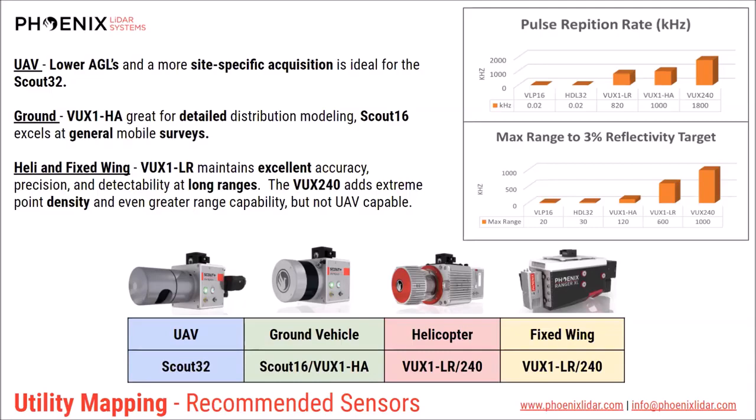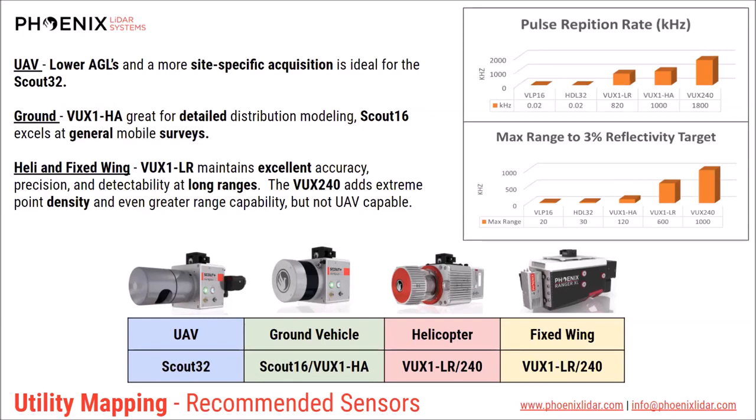Many applications for utility surveys are going to ground vehicles, especially when you think about distribution lines and more urban power line situations. The VUX1 HA has exceptional accuracy and precision, especially at shorter distances, making it great for the distribution side of the modeling. Whereas the Scout 16 really does excel at general mobile surveys, especially at higher speeds, as the 16 lasers allow you to minimize any laser shadowing.